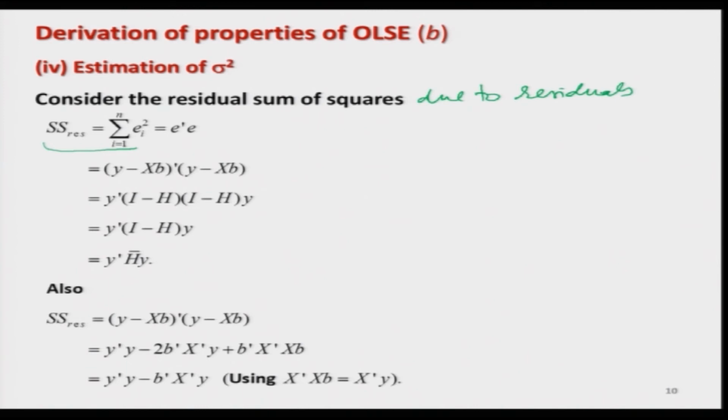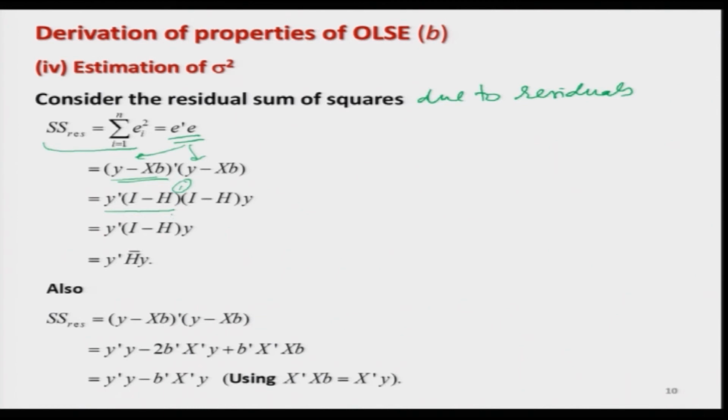This was defined as the summation i goes from 1 to n of e i square, which can be written in terms of vectors as e transpose e, where e is obtained as (y minus x b) transpose (y minus x b). Using the earlier result, y minus x b can be written as (I minus H) y, so this is y transpose (I minus H) transpose (I minus H) y, but since I minus H is a symmetric matrix, the transpose will not make any difference.